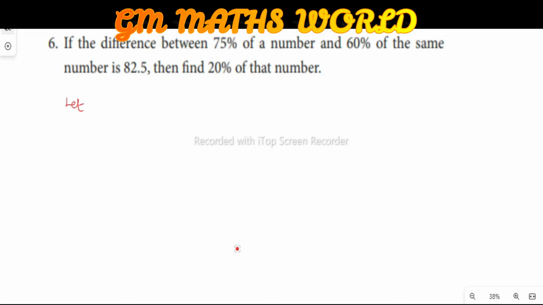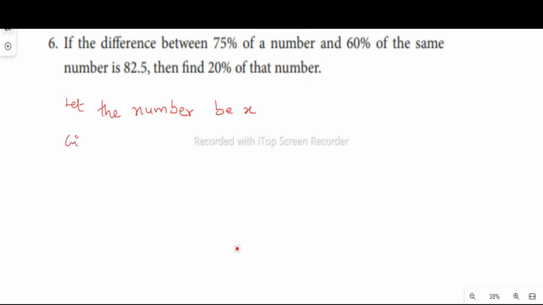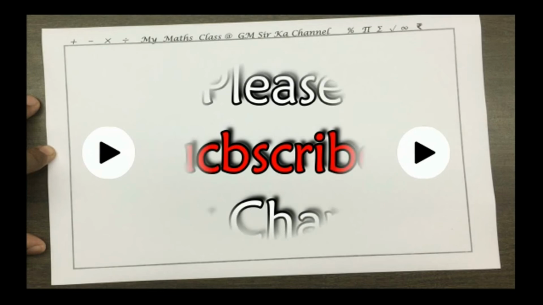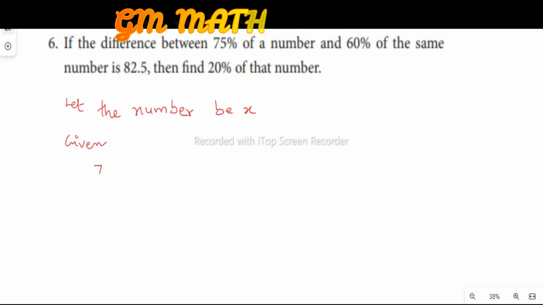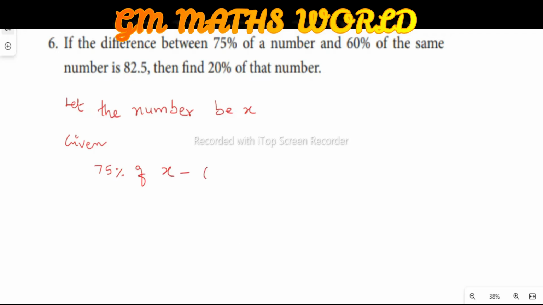We have to take the number as x. Let the number be x. Given 75% of x minus 60% of x is 82.5. So we can observe from the problem that difference means subtraction. So 75% of a number is 75% of x, difference is nothing but minus, and 60% of x we have to subtract, which is given by 82.5.